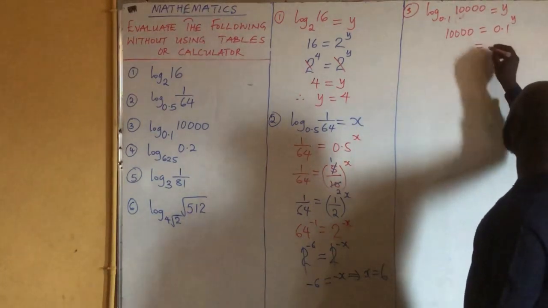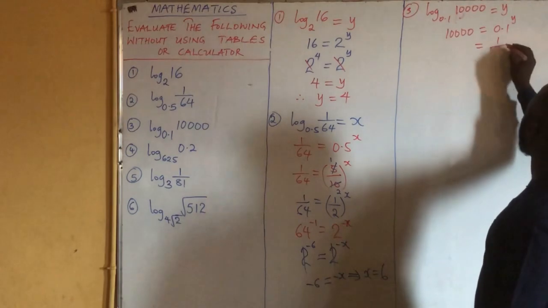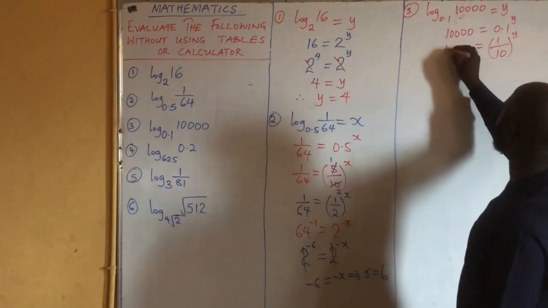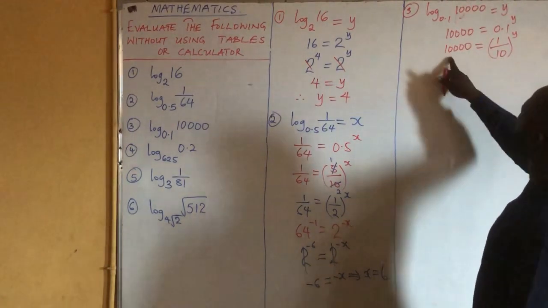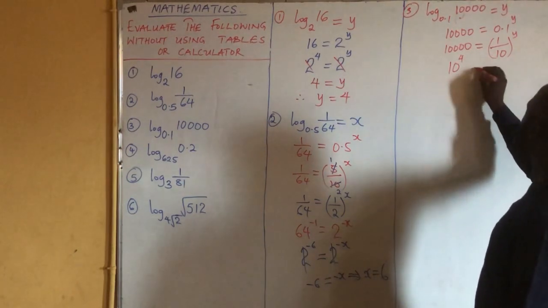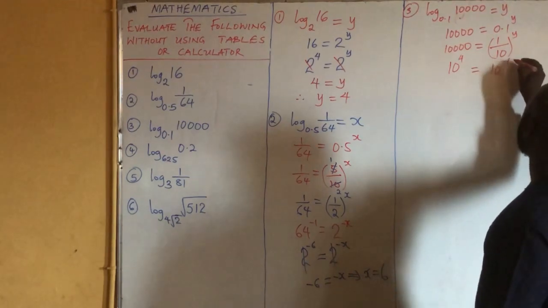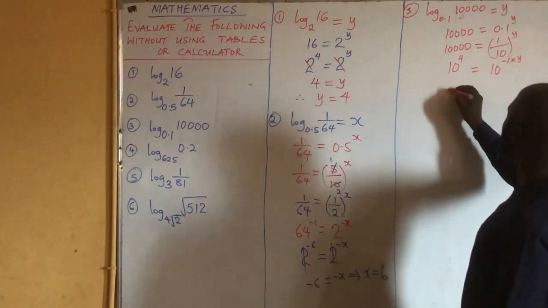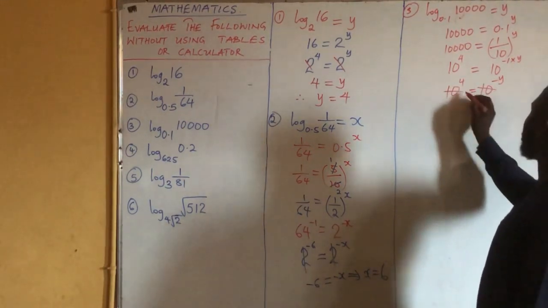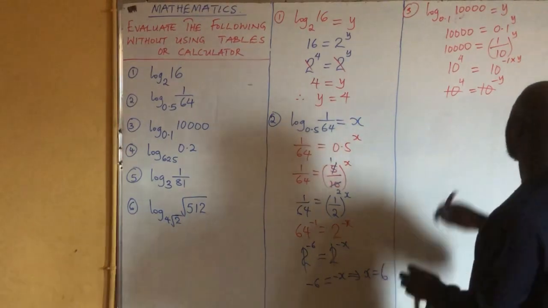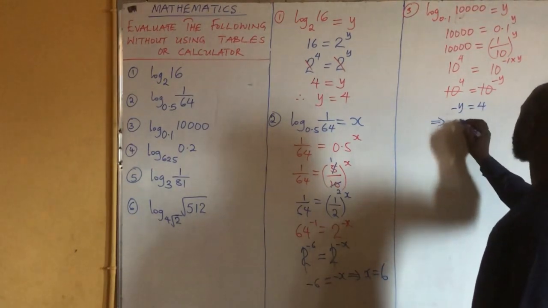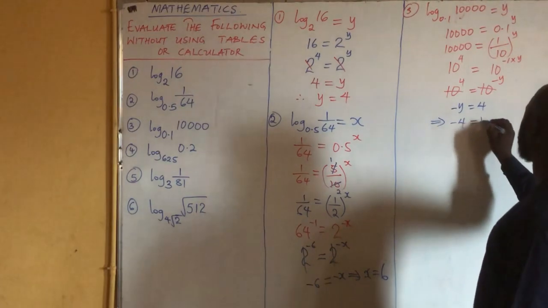So we can write this as well in decimal, in fraction rather. So this will give us 1 over 10 raised to power y. And this is another 10,000. So rewriting this in index will give us 10 raised to power 4, which is equal to 10 raised to power minus 1 times y. So we have 10 raised to power 4 equals 10 raised to power minus y. Taking away the 10, our final answer in this case will be minus y equals 4, which can be written as minus 4 equals y.